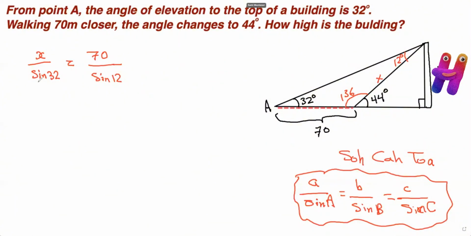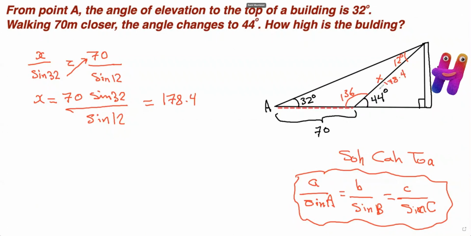So you go X over sine 32 equals, you're given 70, so you have to work with the 70. So you go 70 over the sine of the angle that's opposite to 70, and the angle that's opposite to the side 70 is the 12. And that's how we do that. Now just cross multiply the sine 32, and you'll get X equals 70 times sine 32 all over sine 12. We'll use the calculator, make sure you're in degree mode, and X equals 178.4.